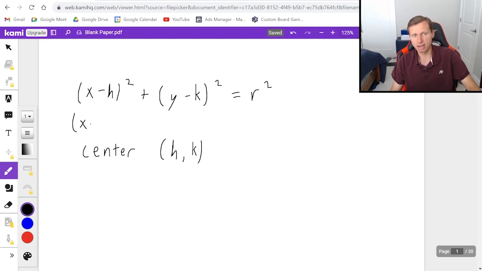Like for instance, if I have (x - 2)², then I know h is positive 2, so it's always the opposite of what you see. And then the radius, that's what r is. Because you have r squared in the equation, you will have to take the square root. Like for instance, if I have equals 64 here, you'd have to take the square root of that, and so the radius would just be 8.